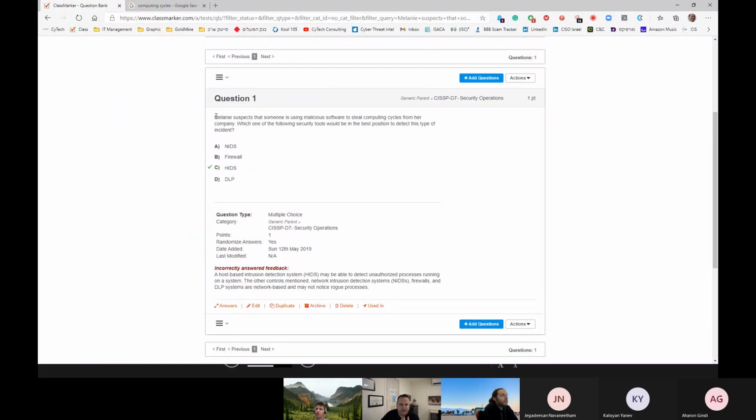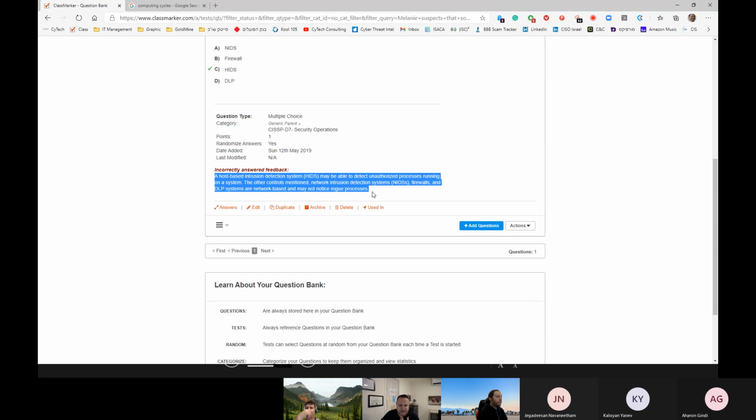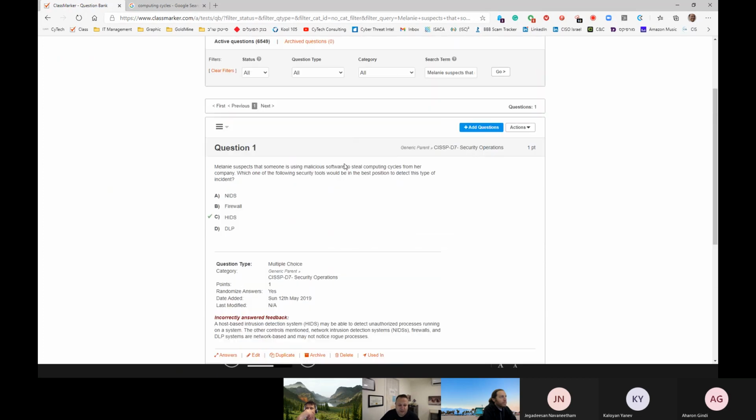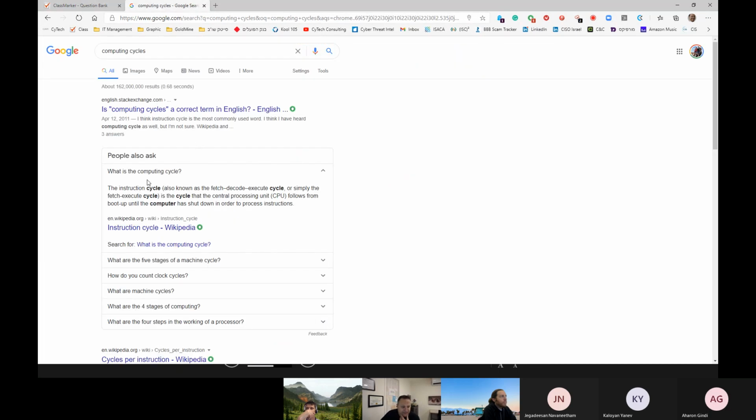So here's the question, and this is the correct answer. The explanation here is: only HIDS is able to detect unauthorized processes running on a single system. So I took this part, computing cycles, and Googled it, and this is what I get. The computing cycle is the instruction cycle, also known as the fetch, decode, execute cycle, or simply the fetch-execute cycle, that the central processing unit (CPU) follows from boot up until the computer shuts down in order to process instructions. So it's really the processes in a system.